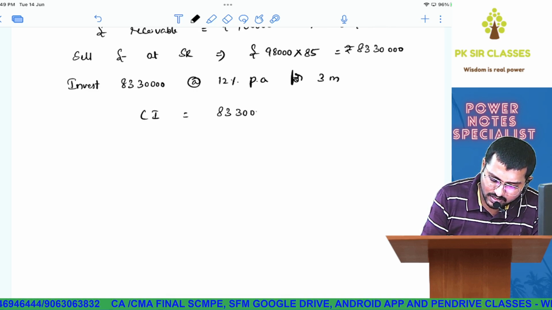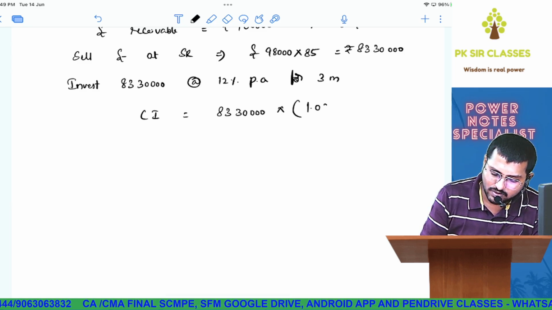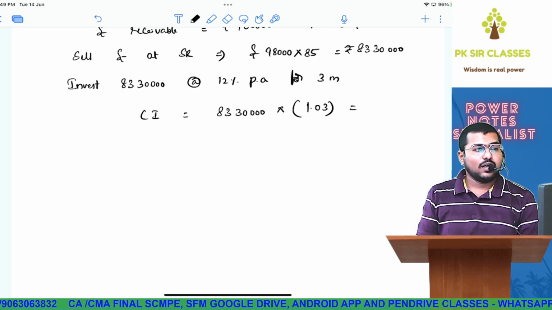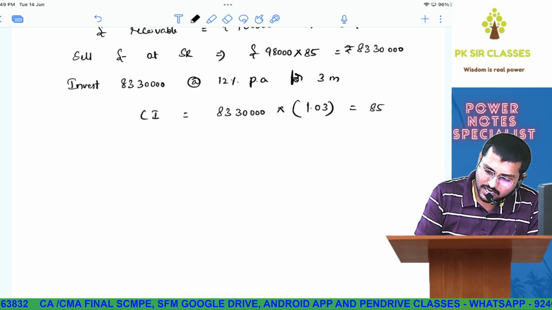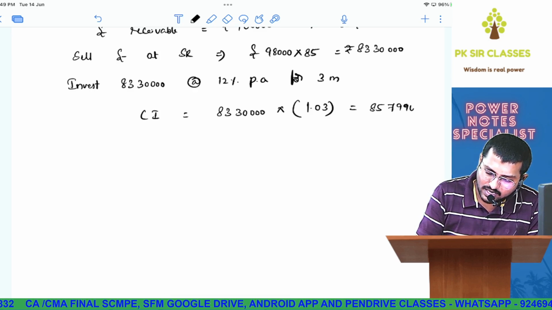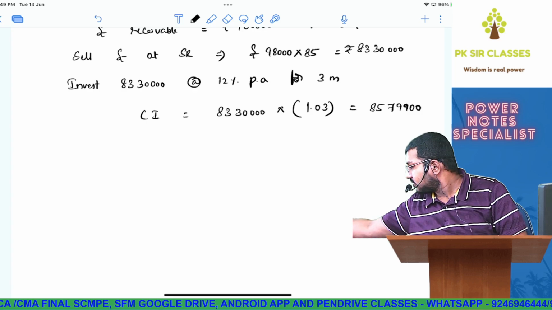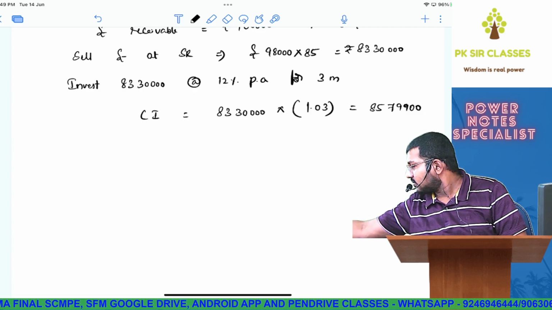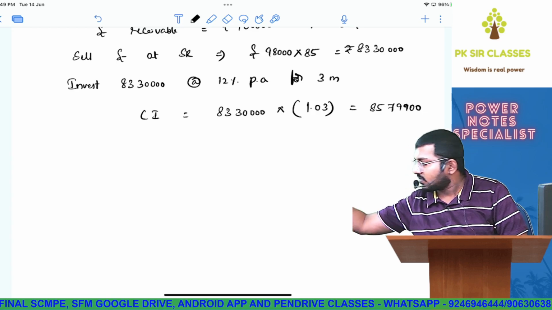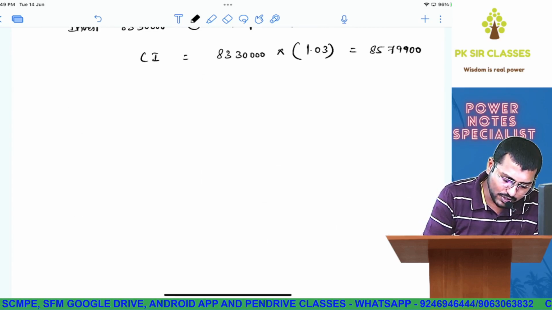83 lakh 30,000 into the interest rate 12%. For 3 months it will be 3%. Correct? How much you get? 85 lakhs 79,900. What is this, 85 lakhs 71,900? Yeah. So it is nothing but what? Inflows.